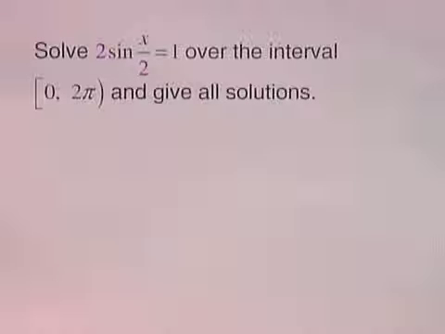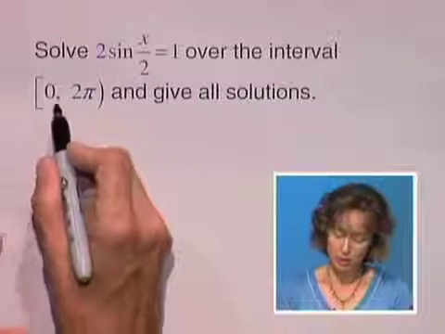Let's solve a trig equation. We want to solve 2 sine x over 2 equals 1 over the interval 0 to 2 pi, and then also give all solutions. Let's start by thinking about this interval.